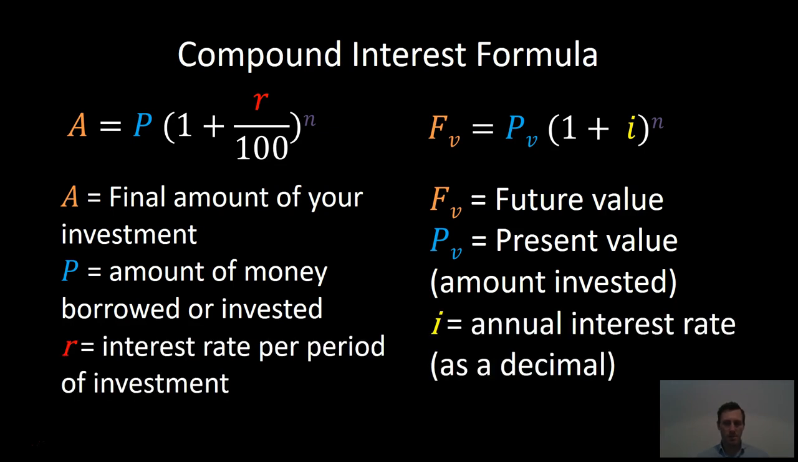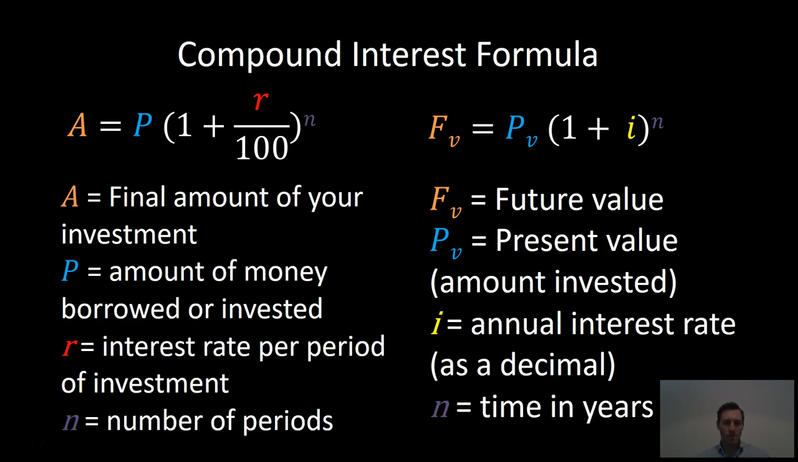Exactly the same as the simple interest formulae. The main difference is that the formula on the left includes the conversion of the percentage interest rate to a decimal in the formula, R on 100. The formula on the right assumes you've already done this and you're including the interest rate as a decimal in the formula. N represents the same thing, time, usually in years. And that's it. Whatever formula you use is up to you. I'll show you examples on how to use both.